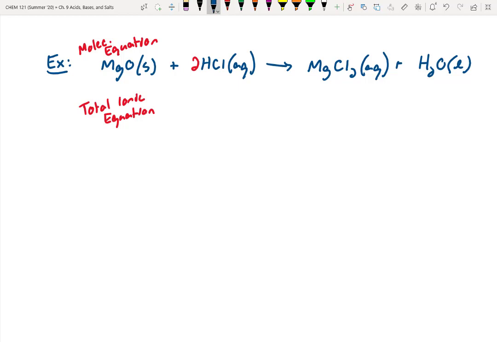So let's think about it this way. If we're dealing with magnesium oxide, this isn't broken up into ions in its solid form. It's not existing as free-floating ions. They're bound together in a crystal lattice. So we're going to leave this as is. However, anything that's in water and can dissociate, we're going to break apart. So you see how over here, this is in water? That means we need to break this apart.